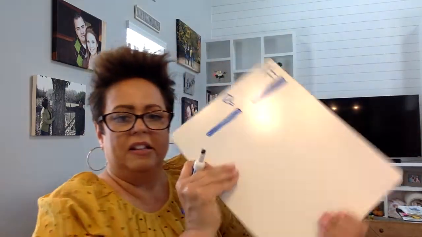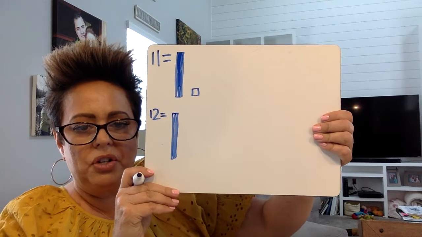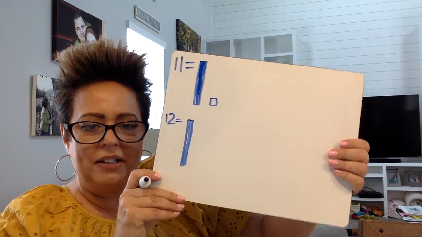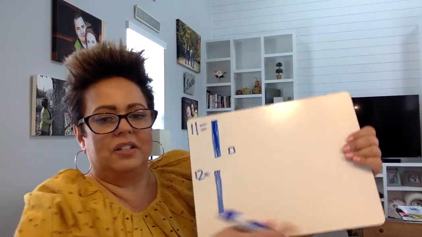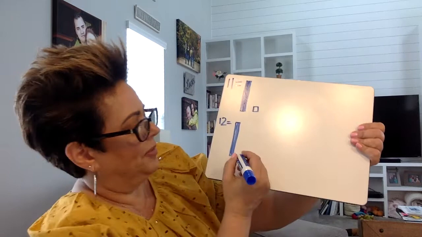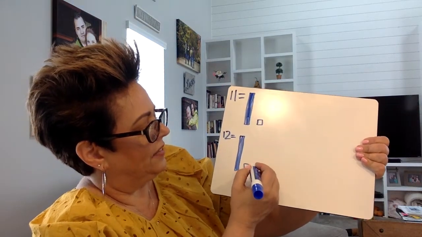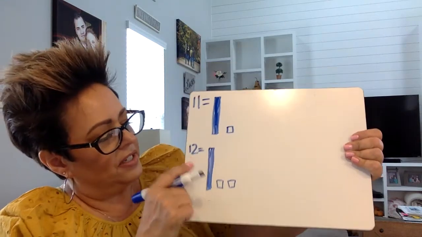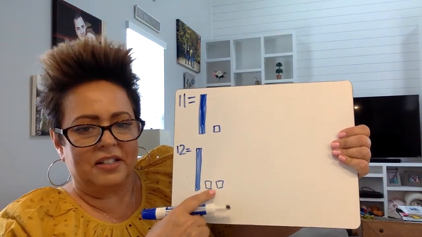We're going to draw our 10 group. We can call it the 10 group or a tower of 10. There is our 10 group. If we're going to show 12, we have 10 and how many ones? I'm going to count. I'm going to say 10, 11, and 12. So this is 12 and this is 12.